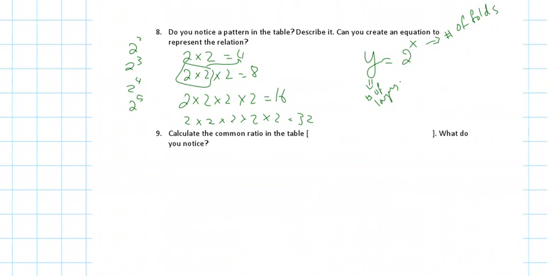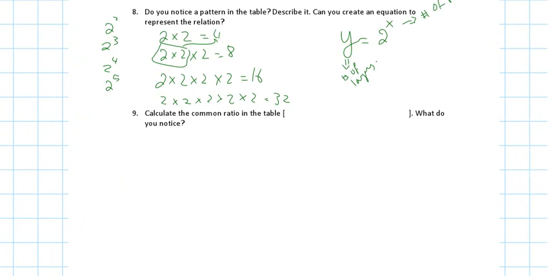Now when we calculated the common ratio in the table, what did we do? We did y2 divided by y1. And what did we notice? That the first ratio is constant, right? What was the first ratio? And do you know why it's 2? And where do I see that 2 in my equation?